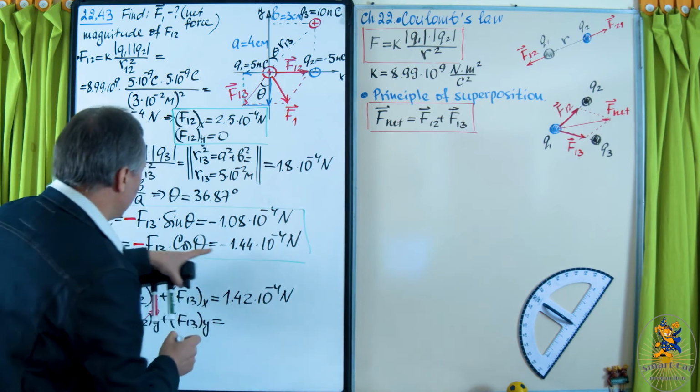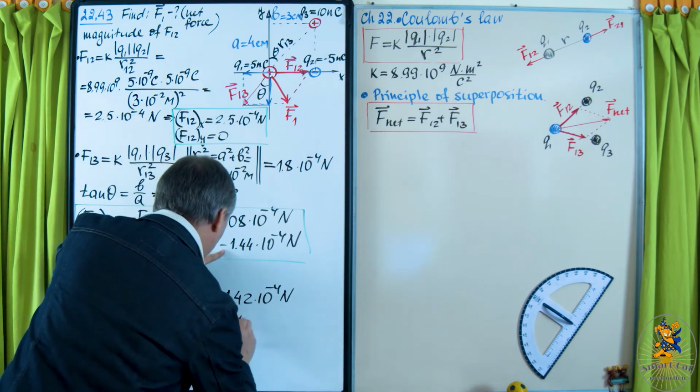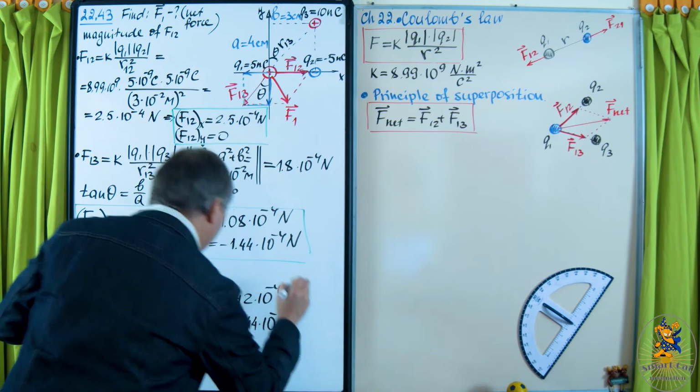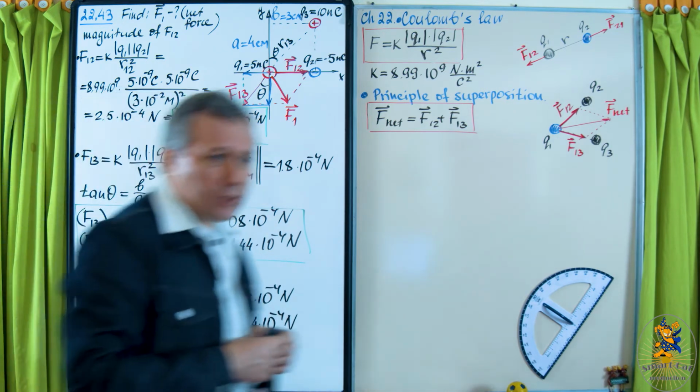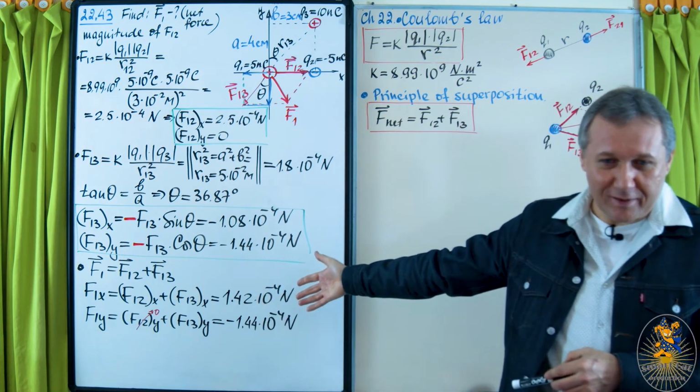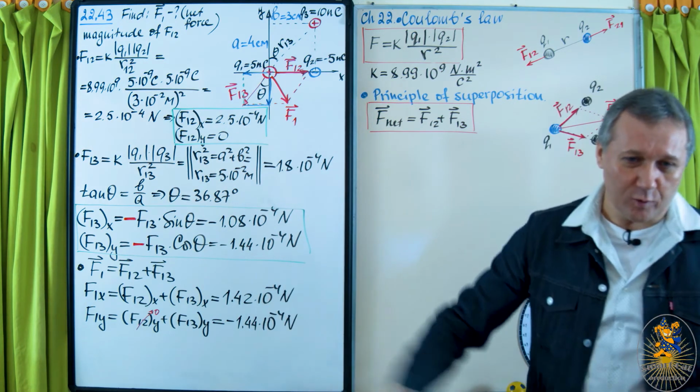All right, so the answer is minus 1.44 times 10 to the power of minus 4 newtons. Pretty much at this point, you can say the problem is done. We know components of the net force. What else do you want?